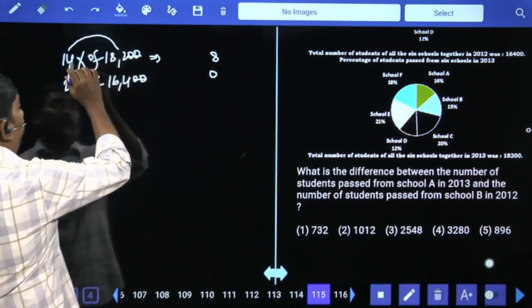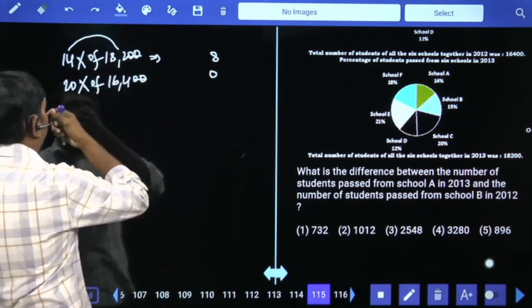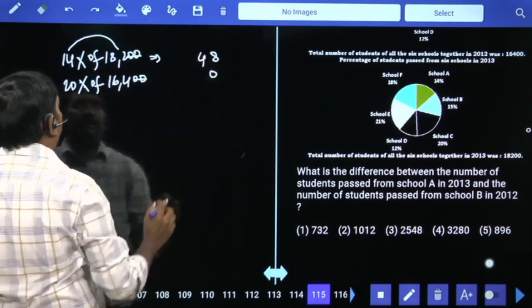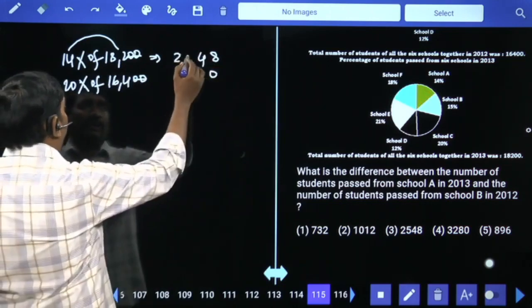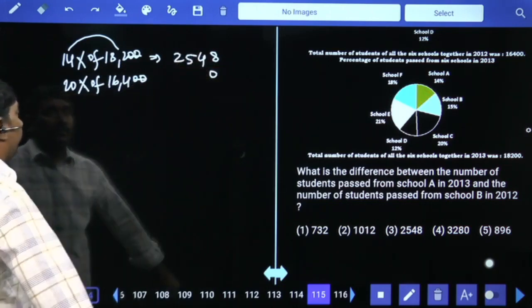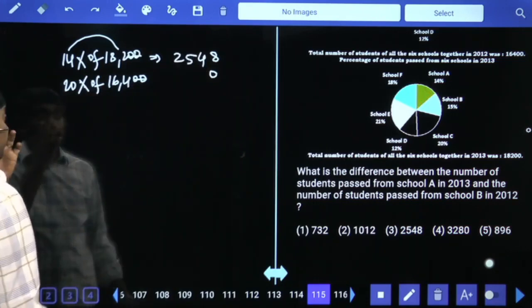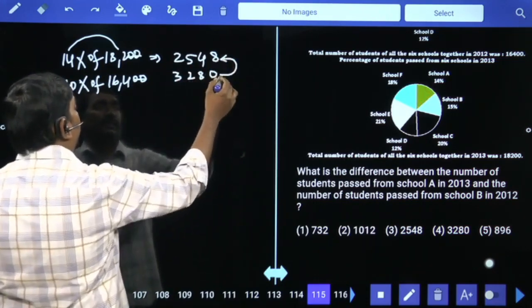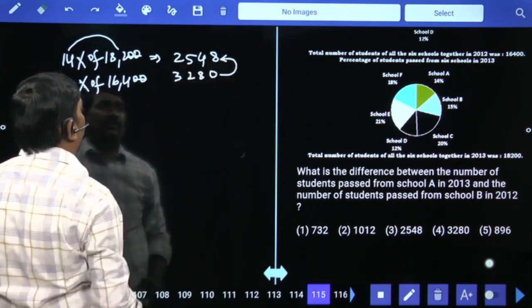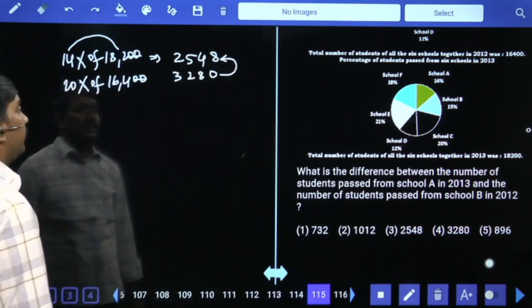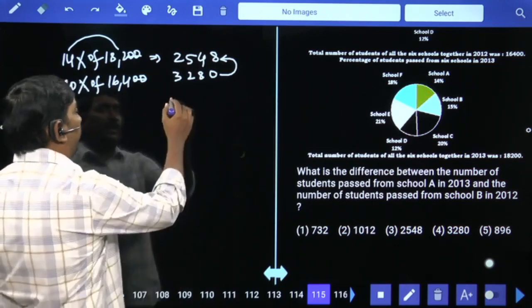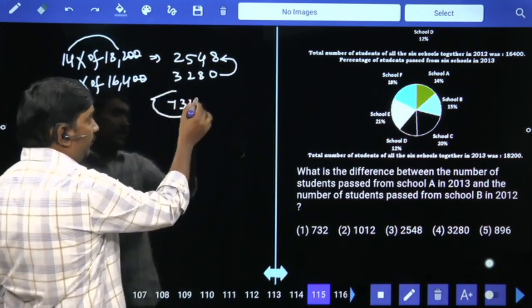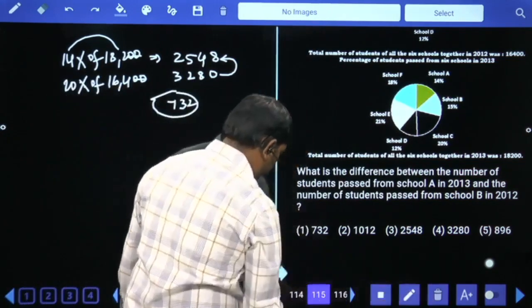14 twos are 28, 8, 112 plus 2, 114, 14 plus 11, 25. So this is 2,548 and the other is 3,280. That is extra. 3,280 minus 2,548 gives 732. 732 is your answer. Next.